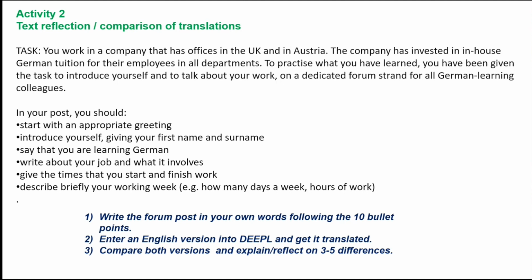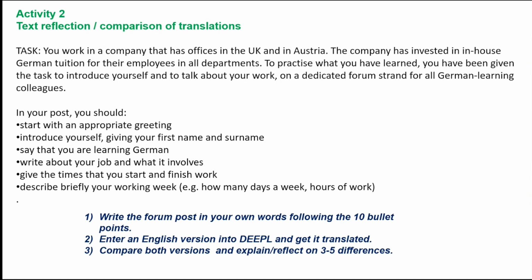So you start with a greeting, you introduce yourself, you say that you're learning German, you write about a job. This is pretty much what you're doing as a standard kind of first level assessment. You get a text to write and some bullet points what you're supposed to write in the target language, in German in this case. And now you could, of course, use machine translation as a tool. You could use machine translation to raise the awareness of your own text and to be a critical reader of your own text.